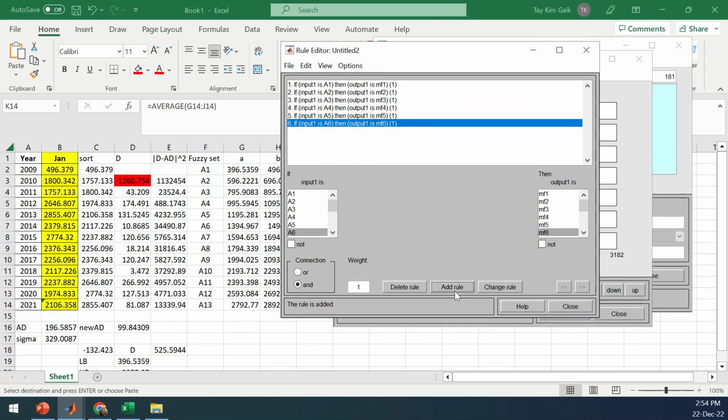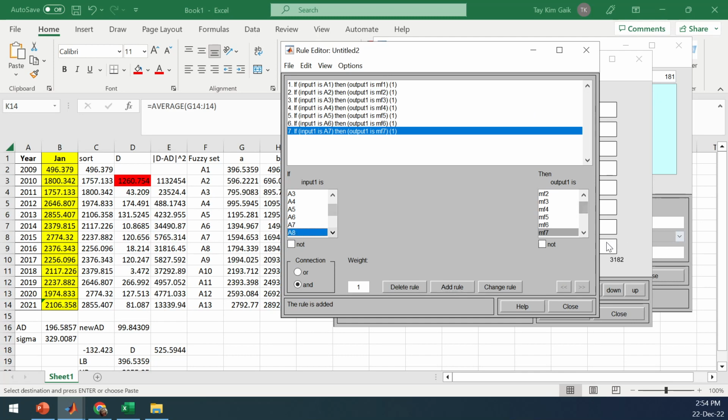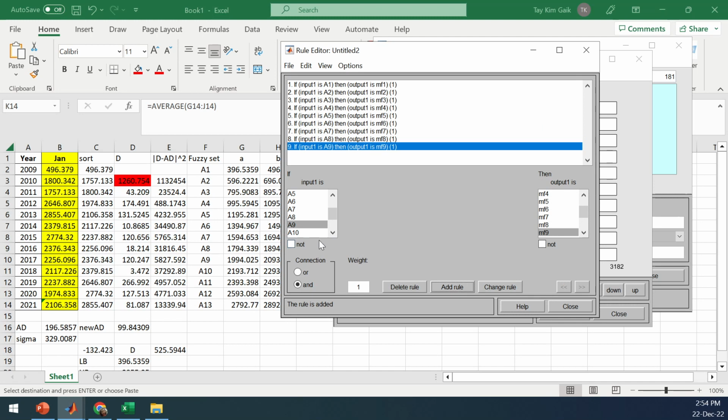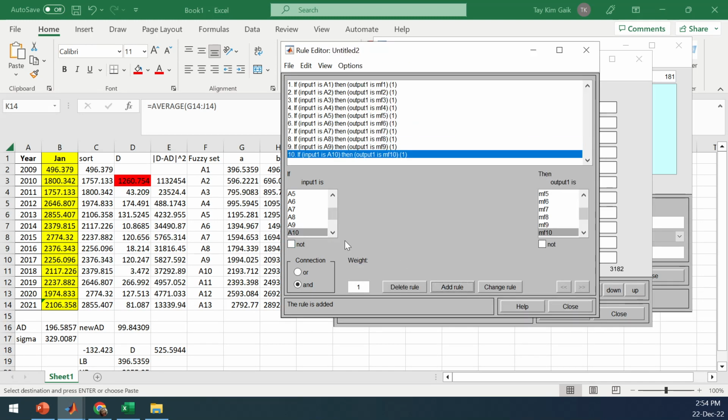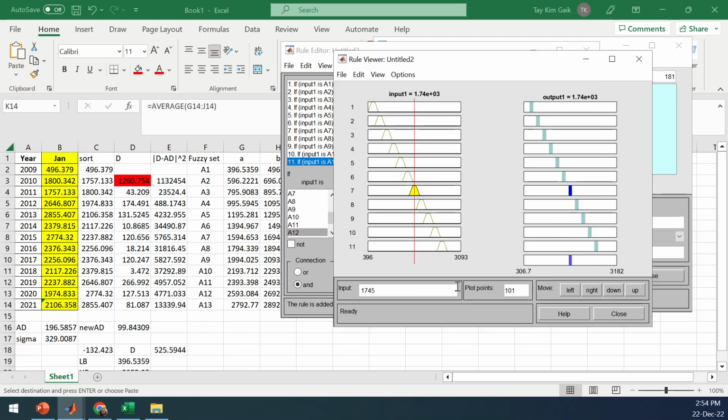6, 7, 7. Add the rule. 8 and MF8. 9, 10, 11, 12.